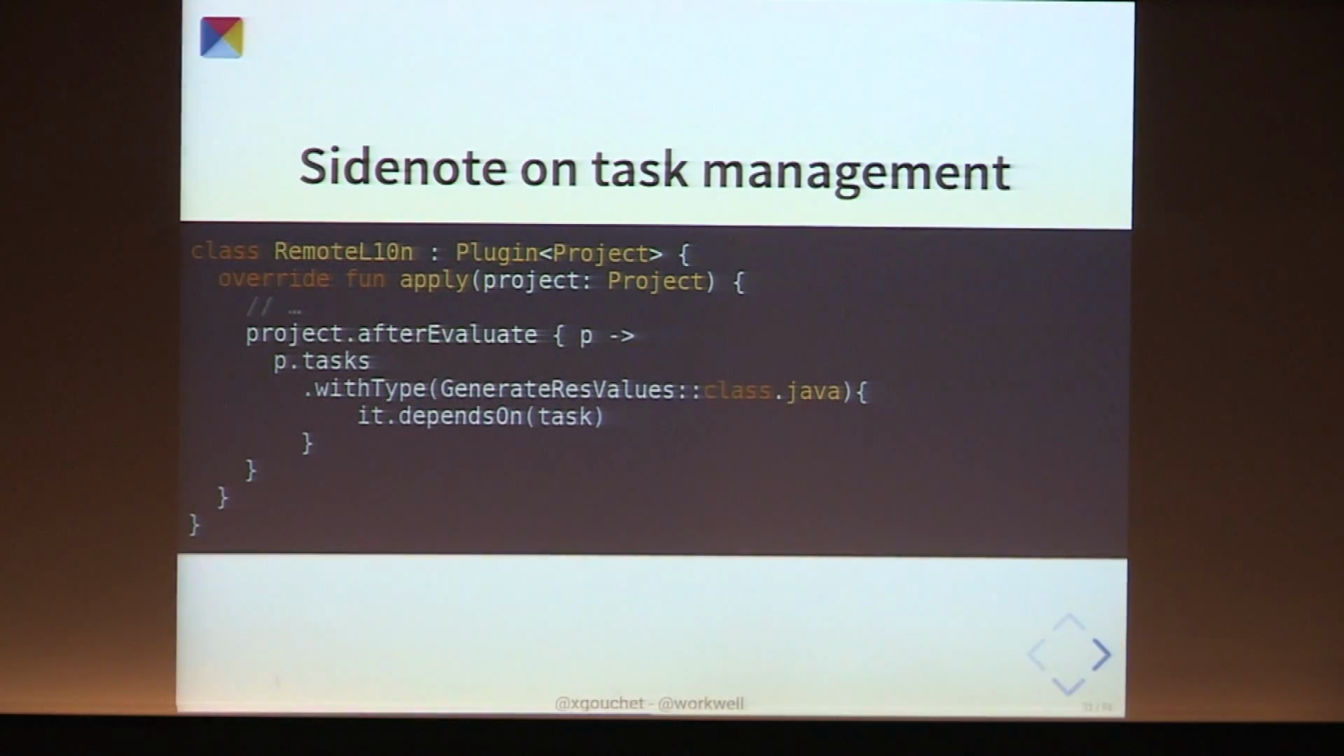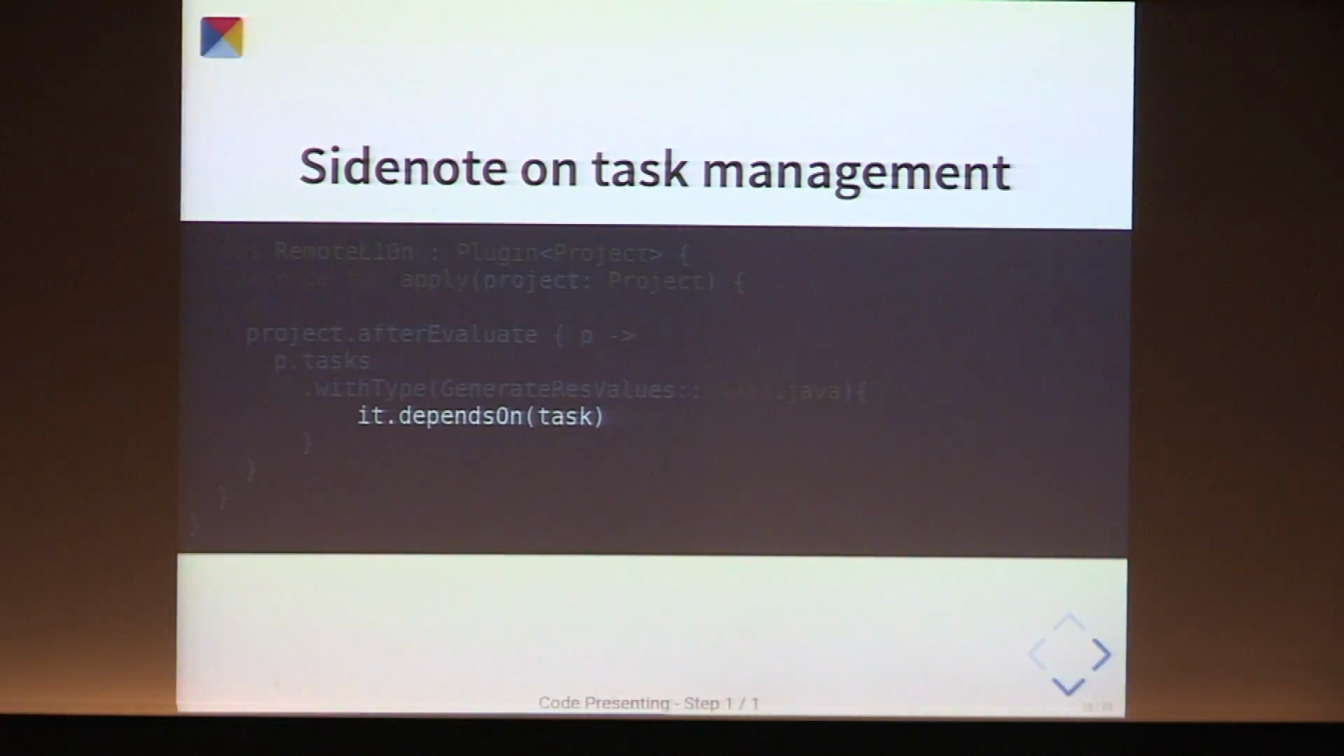I'm going to say that all the tasks that have the generate res value class, so it's the task that basically takes all your resources and is going to generate the r.java file. I'm going to say, okay, these generate res values tasks are going to depend on the task I created. So before we generate the r.java, I'm going to actually download the new strings.xml file to make sure that my strings are up to date.